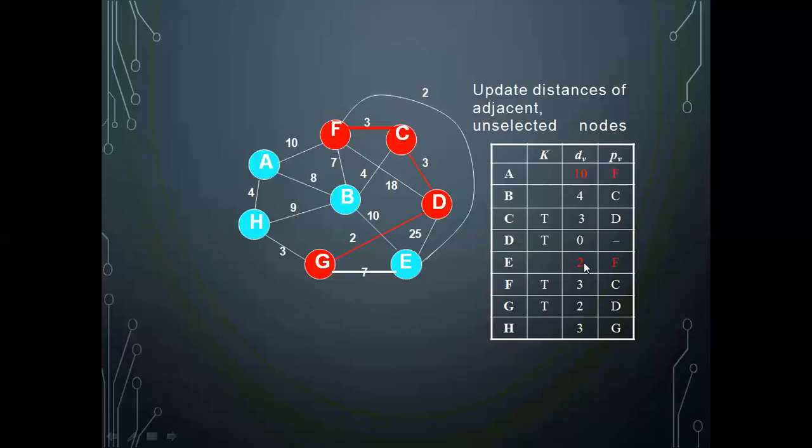So F to E, the path is existing with weight 2, and F to A, there is a path with weight 10. Now again I should see which is the minimum distance. 0, it's already part of the tree. 2 will be the next minimum. So I can add the edge F to E. This edge I can add to the resultant one.